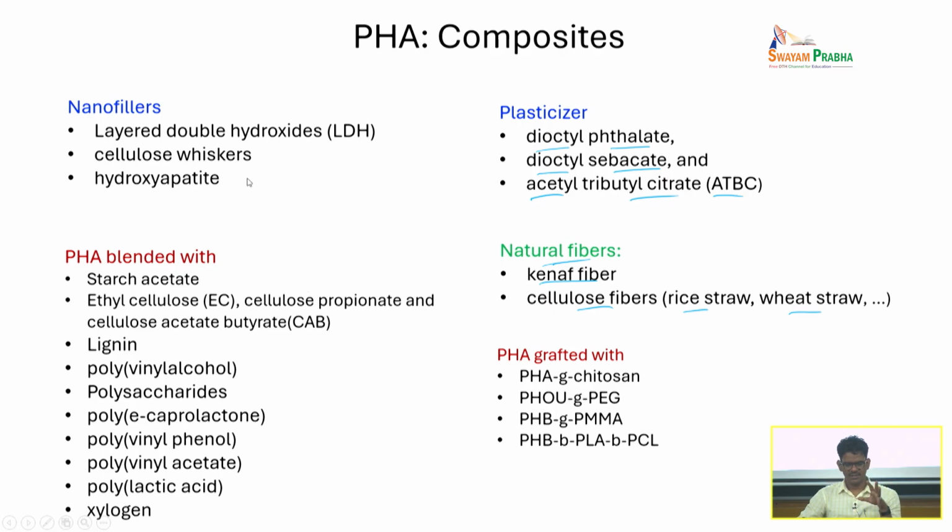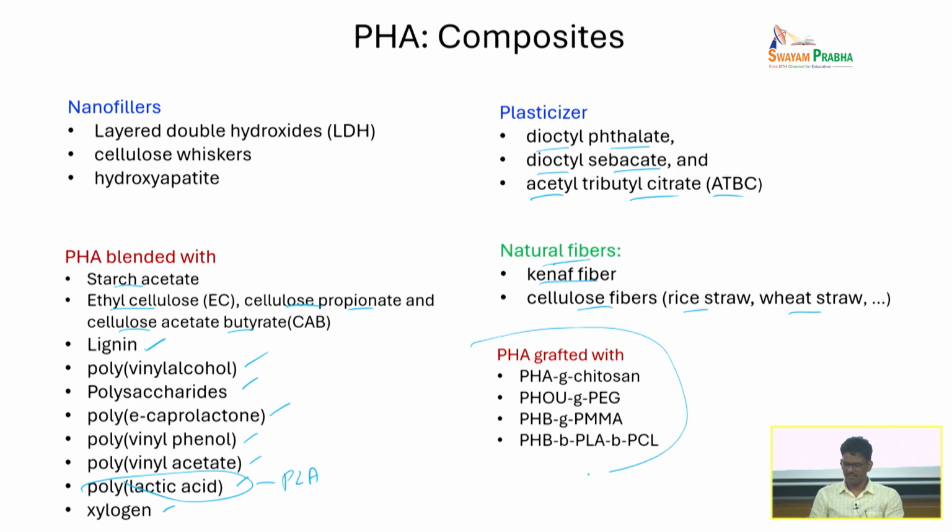Apart from additives, there is also blending. PHA blended with starch, ethyl cellulose, cellulose propionate, and cellulose acetate butyrate are common. Recently, PHA has been blended with lignin also. PVA, polysaccharides, caprolactam, polyvinyl phenyl, polyvinyl acetate, even PLA, and xylogen. It has been blended with many of these in order to improve the thermal and mechanical properties for desired applications.